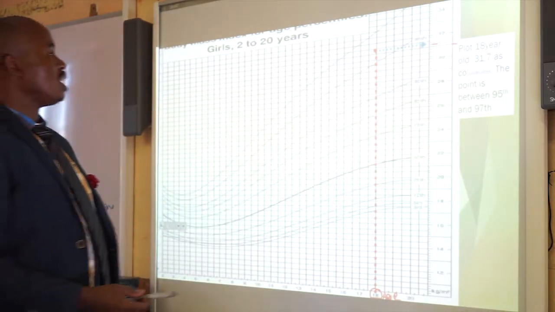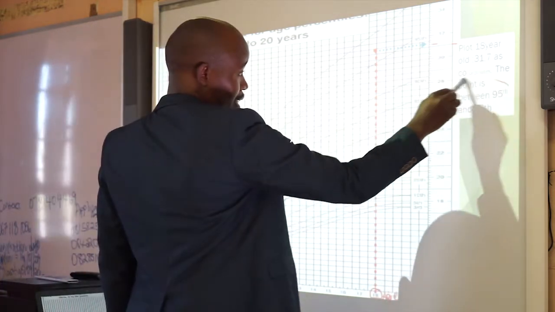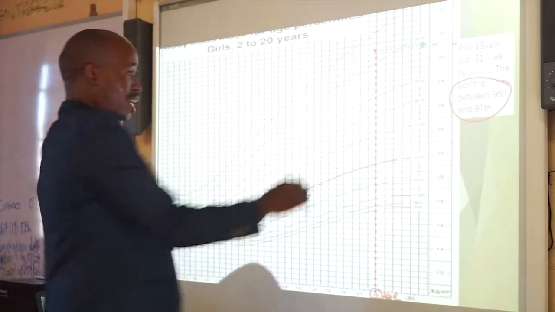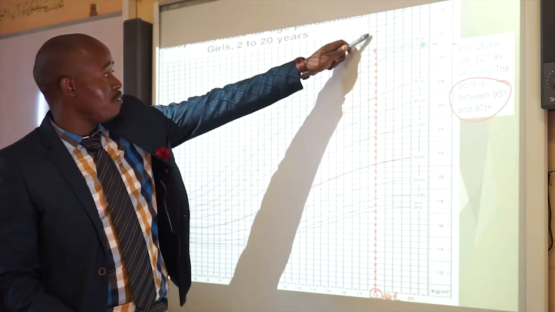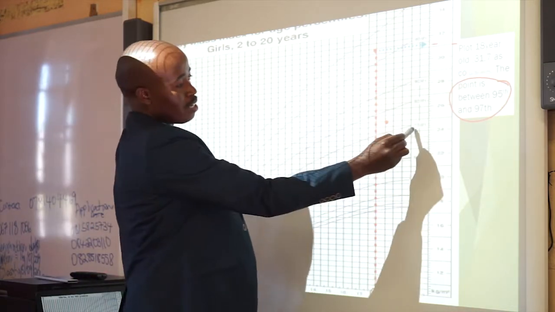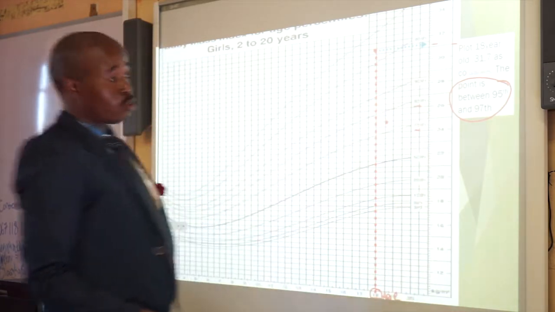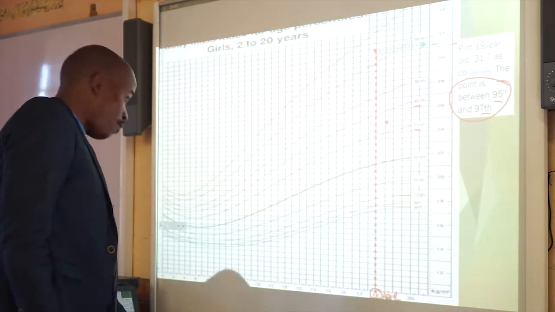Right, the point is between 95 and 97 percentile. So the learner is allowed to answer like this. If it doesn't touch any of the graphs, the learner must rate between two graphs. This one is between 95 and 97. If it was here, we would say this is between 75th and 85th. So learners are allowed to write an answer like this, if it doesn't touch any of the graphs.